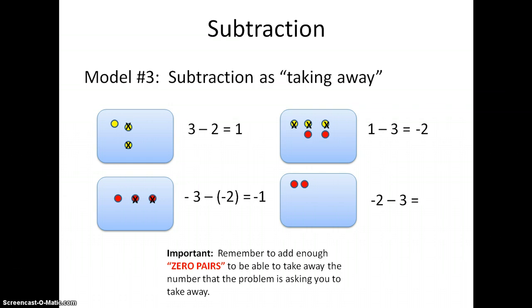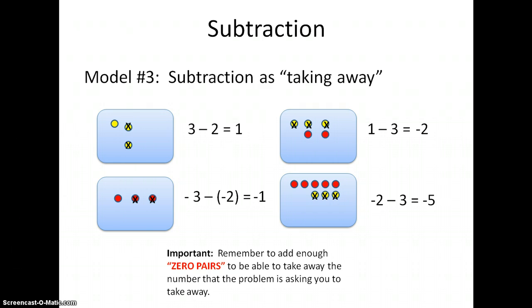We start with a -2, and I want to take away a +3. Again, I don't have +3 to take away, so I'm going to add some 0 pairs so that I have enough positives so that I can take 3 away. I'm going to take away those +3s, and I am left with a -5.